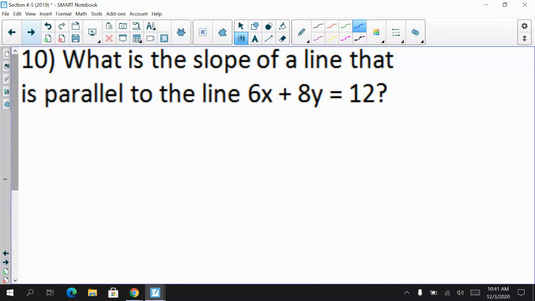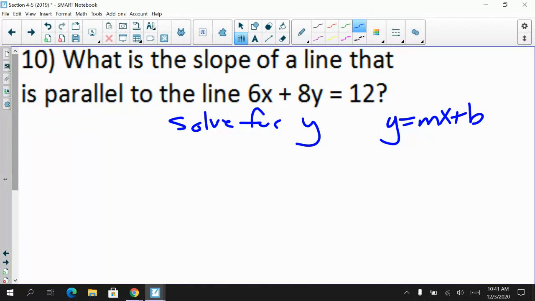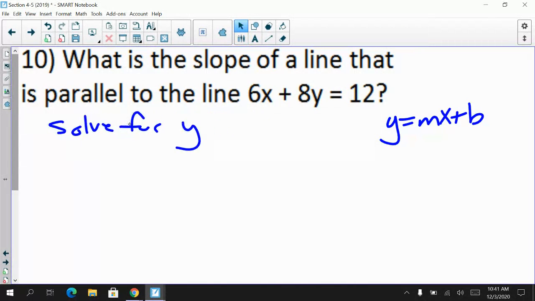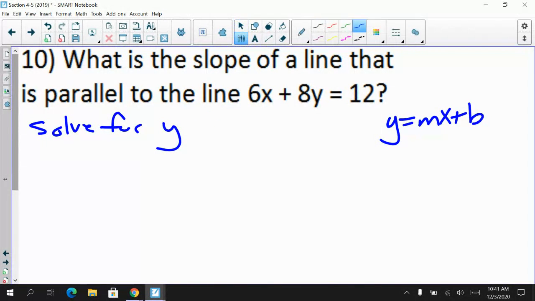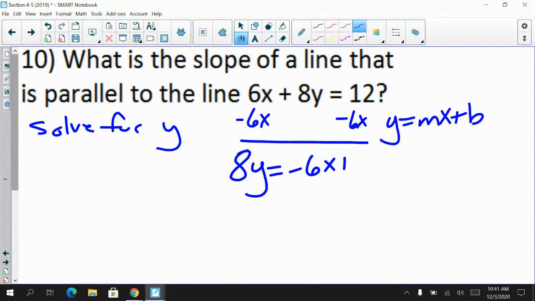Now, we got 2 more left for today. We're going to make it a little tougher on you. Now we're going to put it in standard form. So the first thing we have to do here is solve for y. I want to get it in the form y equals mx plus b so that I can identify the slope. So my first step here is going to be subtracting 6x from both sides. So I get 8y equals -6x plus 12.